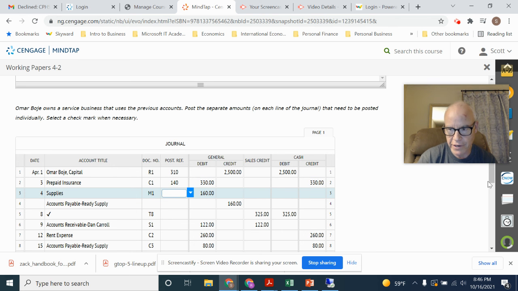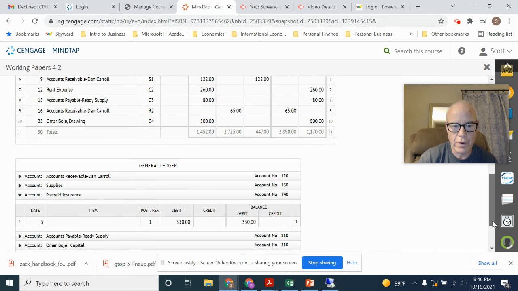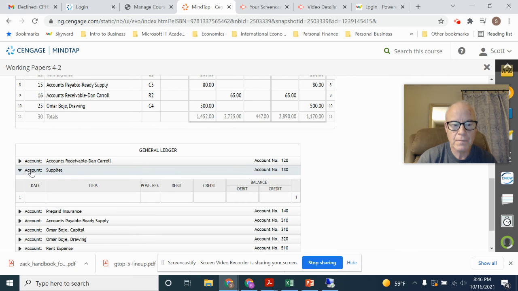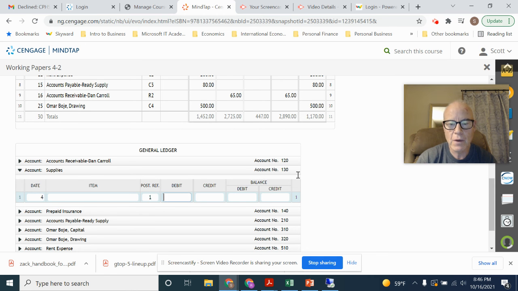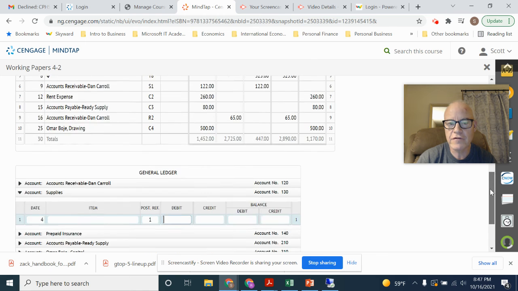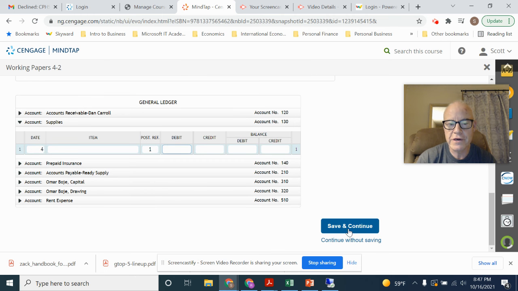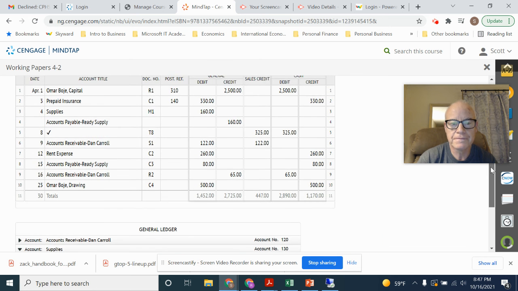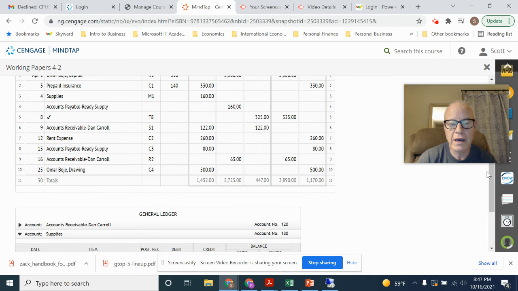Supplies, we purchased $160 of supplies on April 4th. Put in the date. Journal number. That was $160, right? I just lost track. Yes. $160 debit to supplies. $160 is our new balance in our supplies account. It's our initial purchase of supplies. Go back and show that account number 130 as being posted.